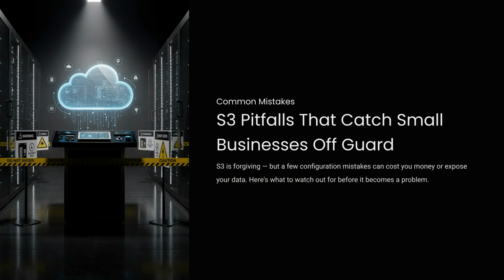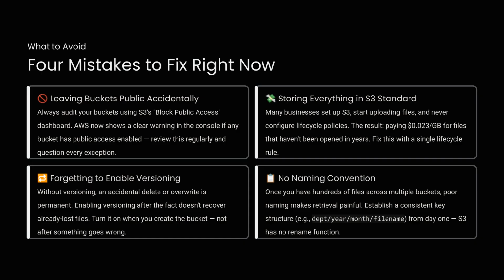To keep your S3 bill low, use the appropriate storage classes, set lifecycle policies to automate tier transitions, expire old file versions, compress files before uploading, and set budget alerts to notify you of unexpected spend. Avoid leaving buckets public accidentally, as this is a major security risk. Also, don't store everything in S3 standard. Move cold data to Glacier to avoid paying more than necessary for files you rarely access.